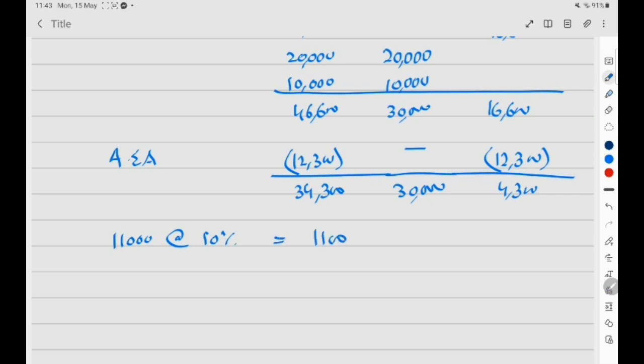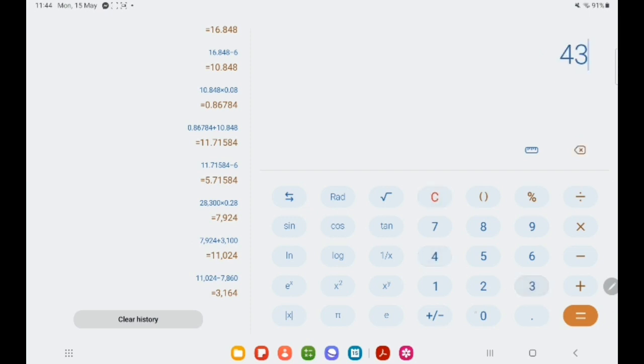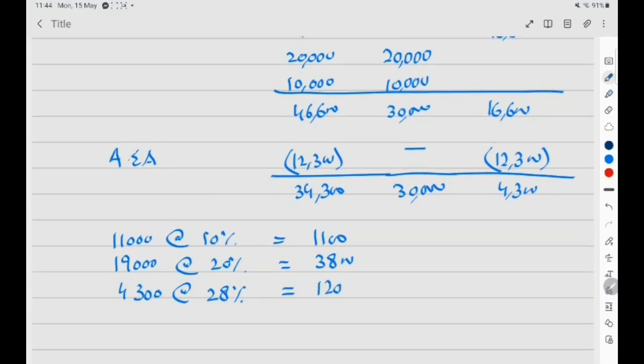Then 30,000, out of 30,000 we have calculated a tax liability on 11,000. How much remaining left? 19,000. So on 19,000 this is a 20% tax liability, and that will be 3,800. And on this 4,300 of residential property gain, we have to calculate the tax at the rate of 28%. So this will be 4,300 multiplied by 28%, and this will be 1,204. So that is total liability, I think. So this is 6,104, right?